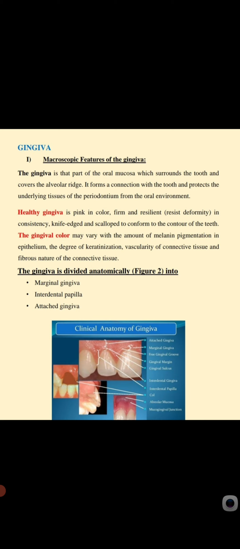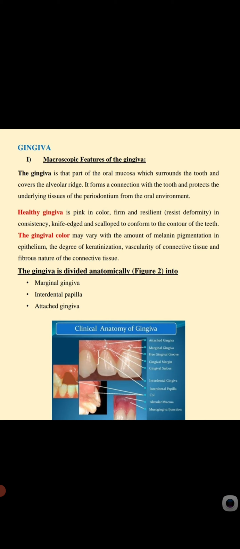Now, which factor decides the gingiva color? The gingiva color may vary with the amount of melanin pigmentation in the epithelium, the degree of keratinization, vascularity of connective tissue, and fibrous nature of the connective tissue. These are the factors which decide the gingiva color.